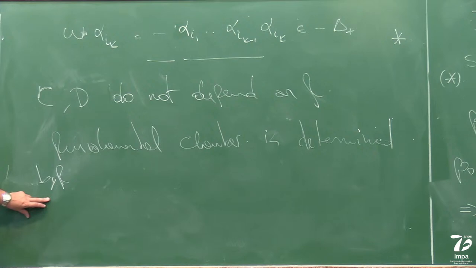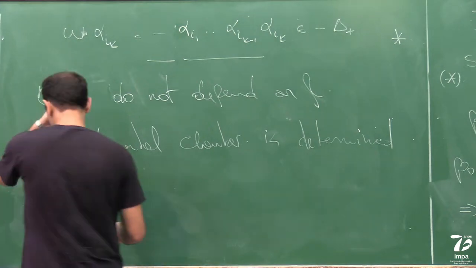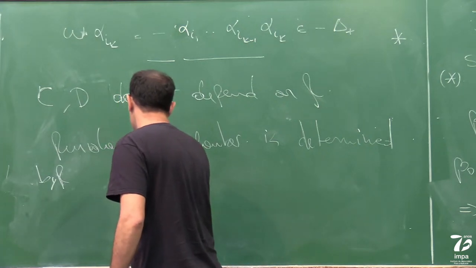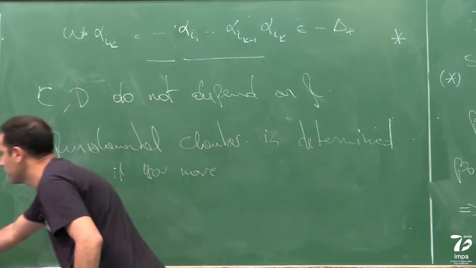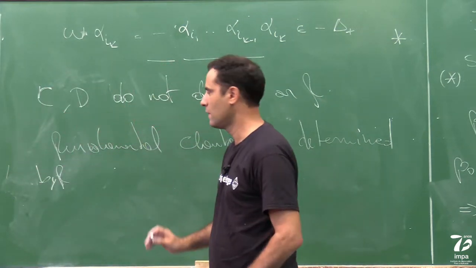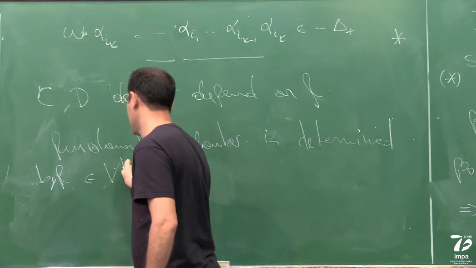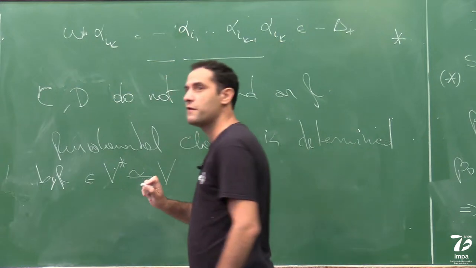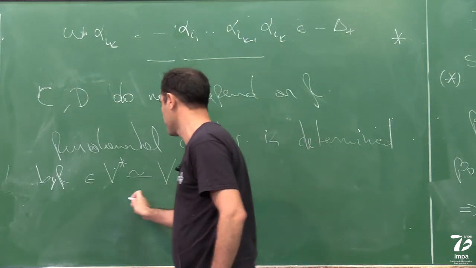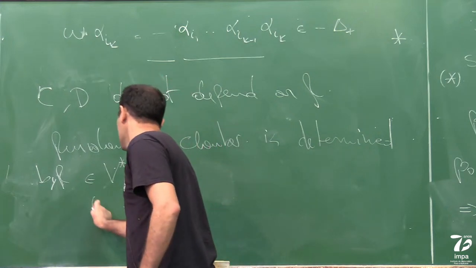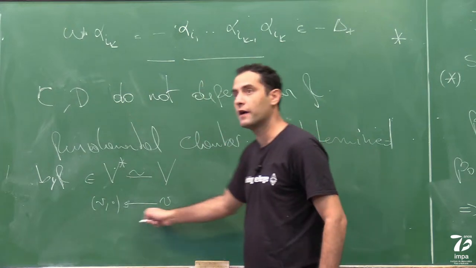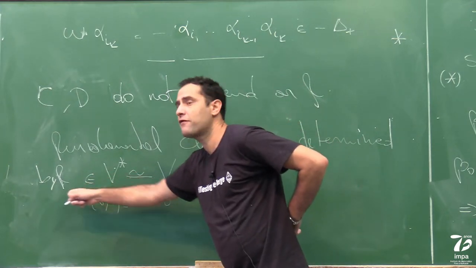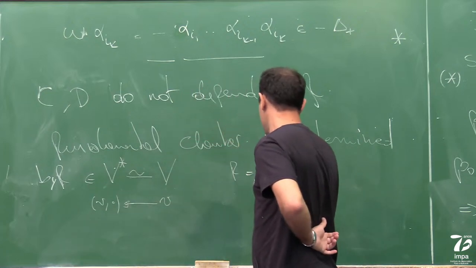But notice also that once you have this, then as long as F is in that chamber, F is an element in this dual. This is our construction. But we have a non-trivial inner product. So V dual is isomorphic to V, and this is a natural isomorphism. You have a map from V to V dual, which is naturally defined because this is non-degenerate. So now I can identify this F as some V dot.